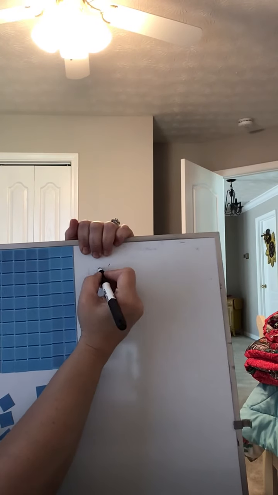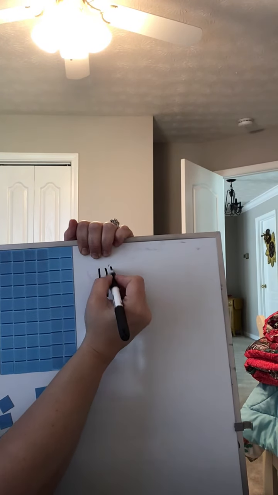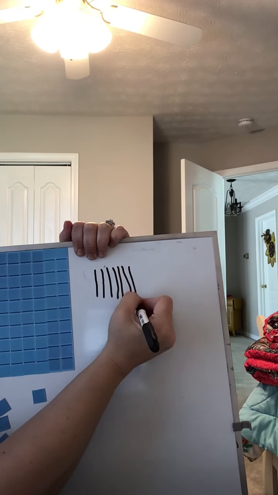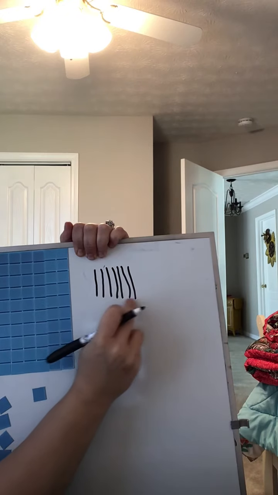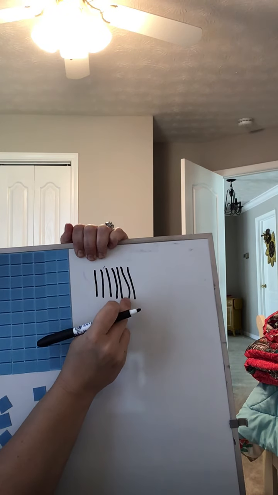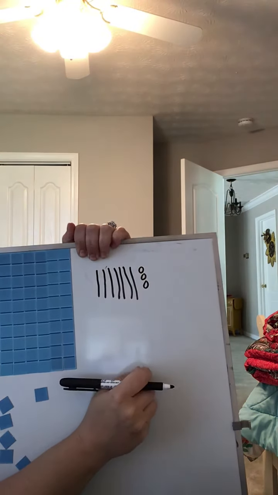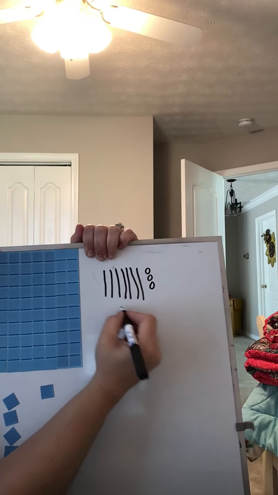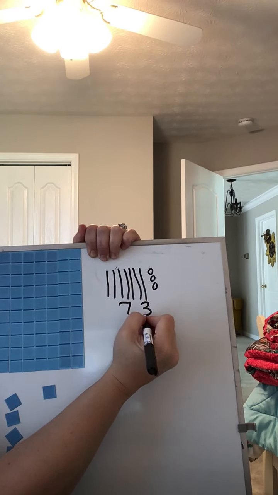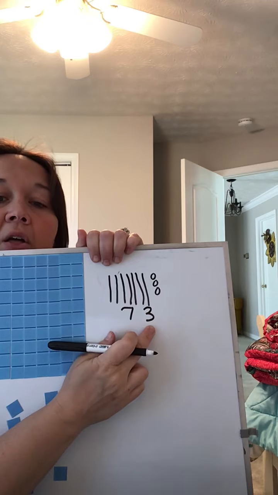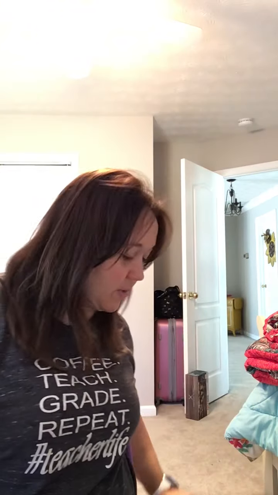Here we go. 10, 20, 30, 40, 50, 60, 70. So that's 7 10s, and 7 1s, 1, 2, 3, 4, 5, 6, 7, and 3 1s, 1, 2, 3. So what number is 7 10s and 3 1s? What number is that, boys and girls? Let's read it. 73. Good job. So on the last one on the top, the number is 73.